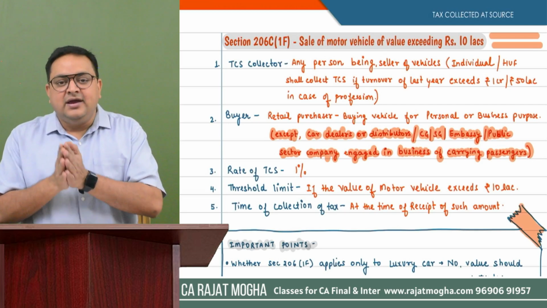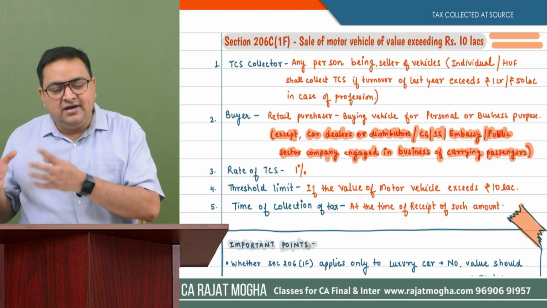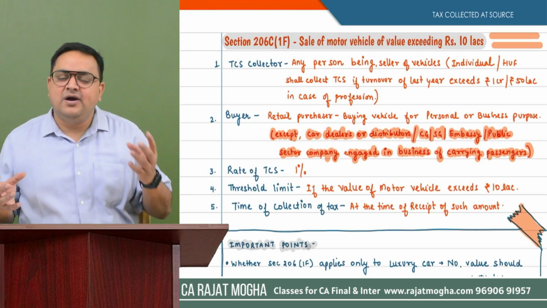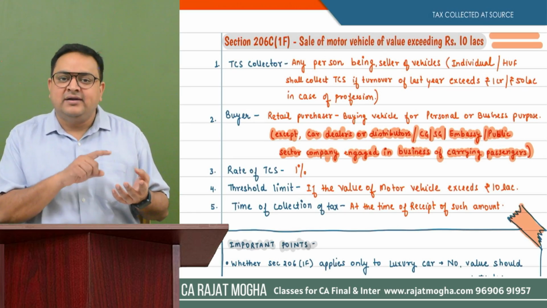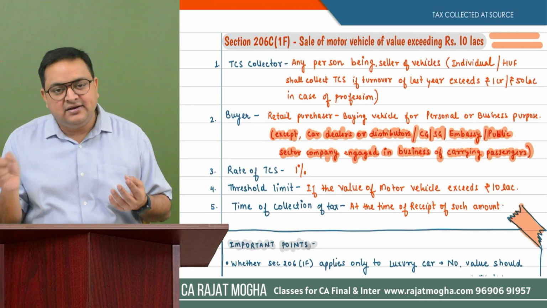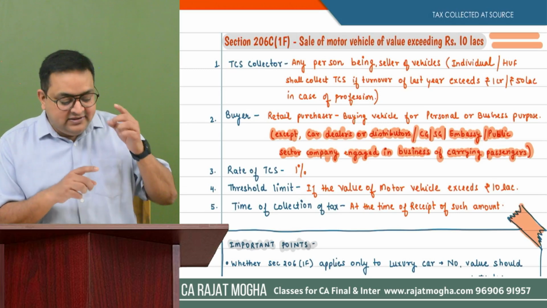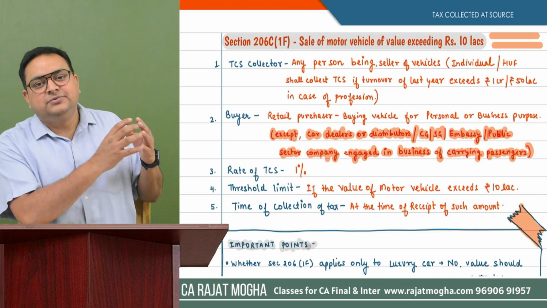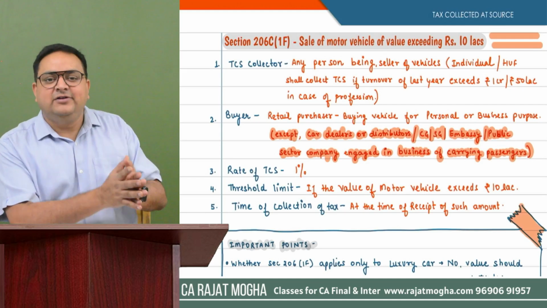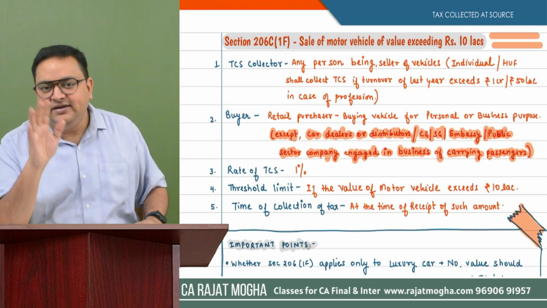So let's say a car manufacturer is selling a car to a car dealer, to a car showroom. Will TCS apply? No. Here the car dealer is not the end user. These car dealers, these car showrooms, whenever they sell the car to the end users, and if the value of the car is more than 10 lakh, then TCS will apply.